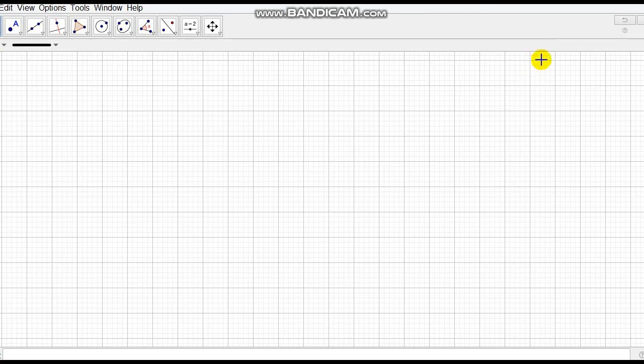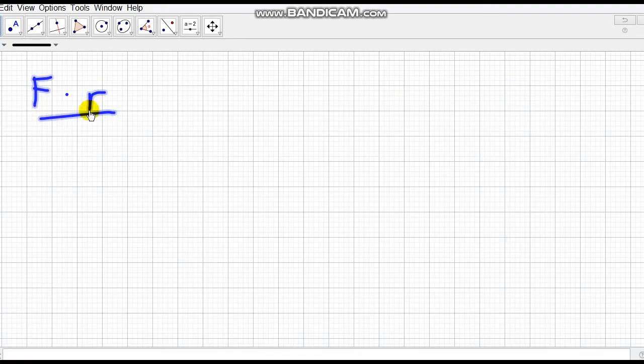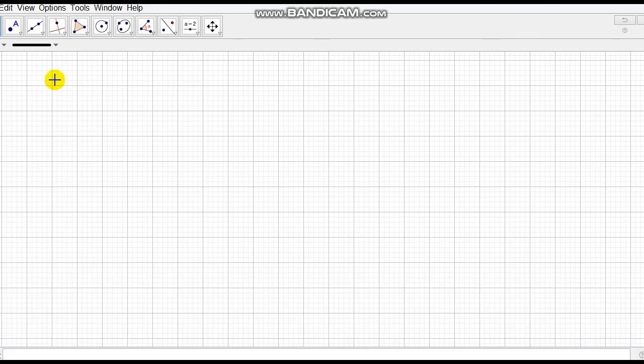Now, for computing the coupon amount, we use a formula. Coupon amount is equal to F times R over K. So F times R over K. F is the face value, R is the rate, and K is the period. Let's have an example regarding this. What is the semi-annual coupon for a bond with a face value of 500,000 pesos that pays 5% payable semi-annually for its coupon? So we can use the formula F times R all over K.